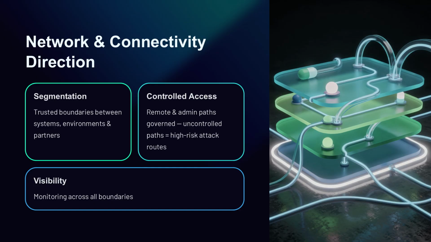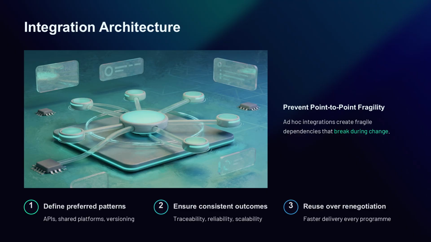You define enterprise patterns for segmentation, trusted boundaries, and secure connectivity between systems, environments, and partners. You clarify how services communicate, what is allowed across boundaries, and what monitoring must exist for visibility. You also define how remote access and administrative access are controlled because uncontrolled administrative paths become high-risk attack routes. In Phase D, you are setting guardrails that prevent accidental exposure and prevent the enterprise from building a fragile connectivity mesh that is impossible to troubleshoot.